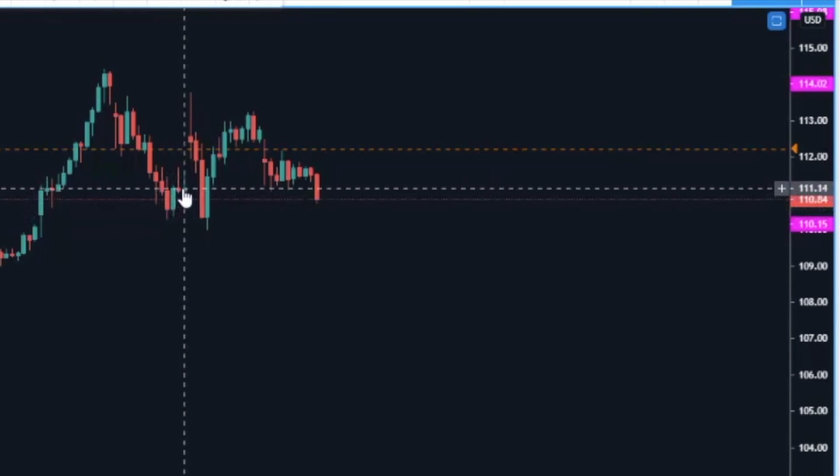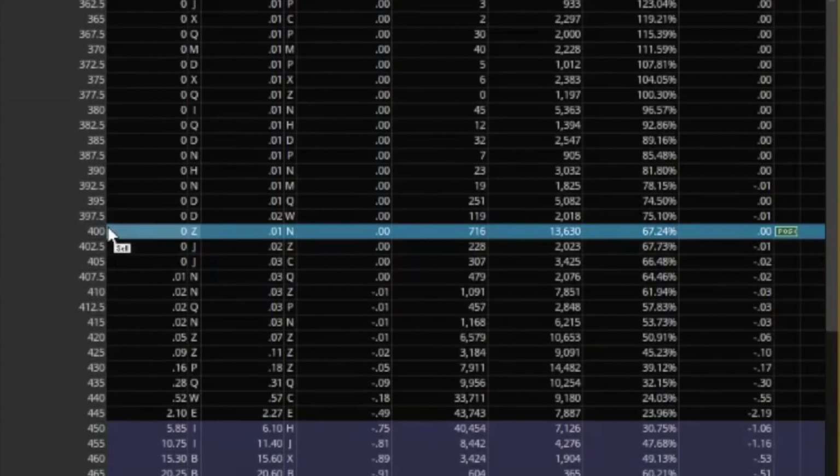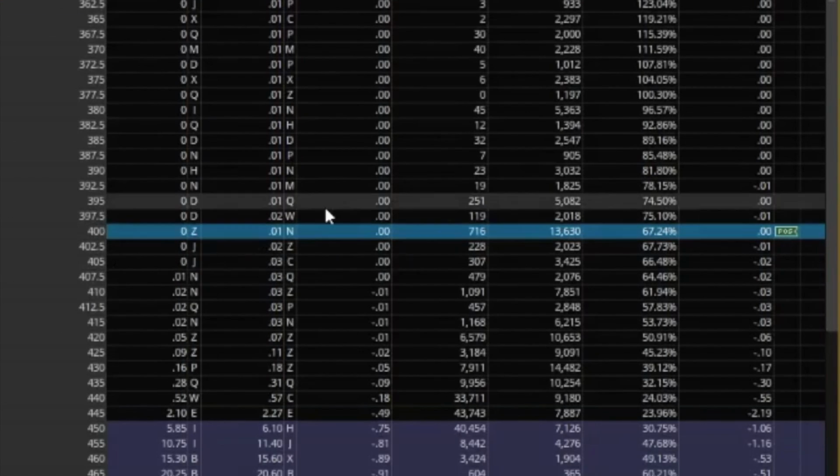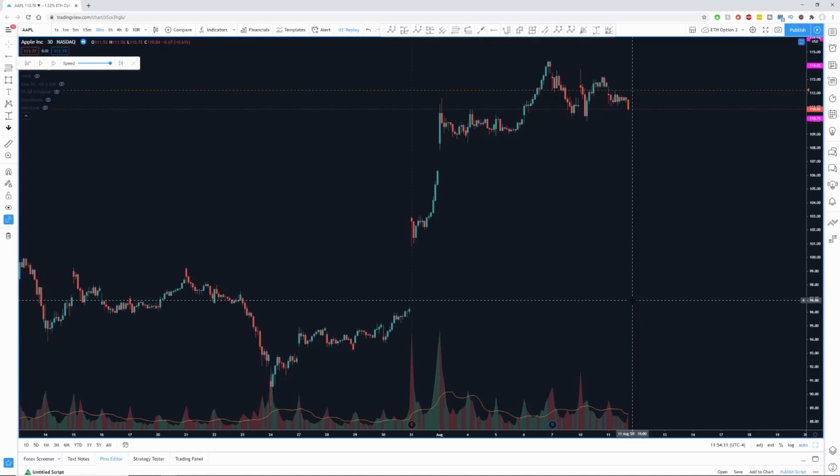And as a result, if we go forward in time to August 7th at the end of the day, and I'm just changing the time here in Thinkorswim to August 7th at 2 o'clock p.m. Eastern Time, look at these $400 puts now. They're worth essentially nothing.